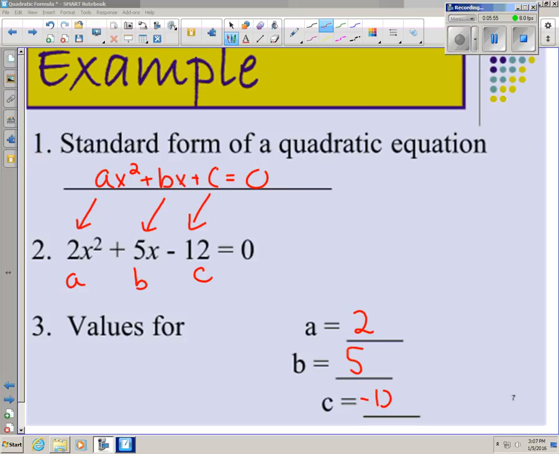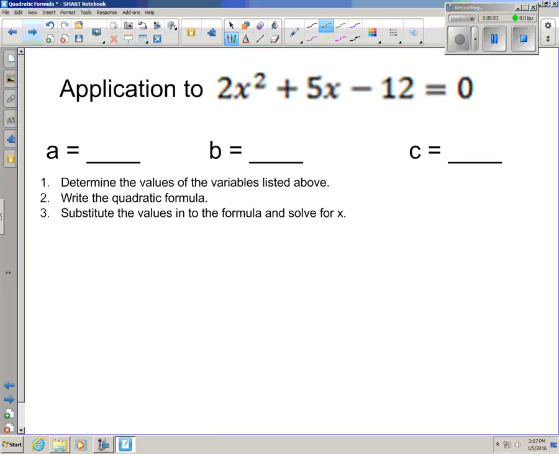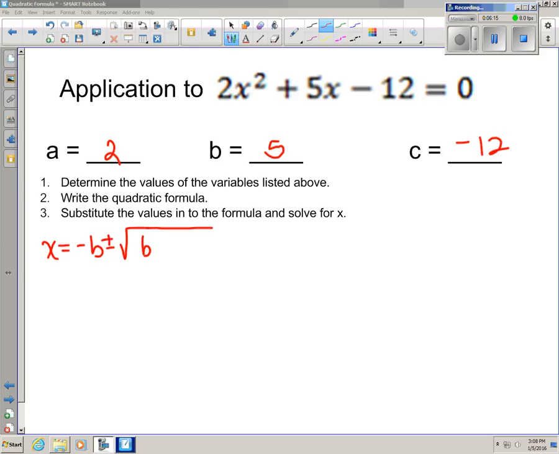Okay, keep track of the signs. Always look to the left of the numbers. Make sure you got the signs correct. So using those values 2, 5, and -12, I'm going to substitute them into the formula. So it's x is equal to -b plus or minus the square root of b squared minus 4 times a times c, all over 2 times a.